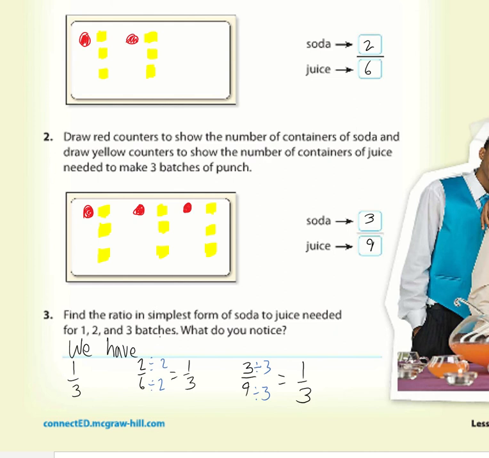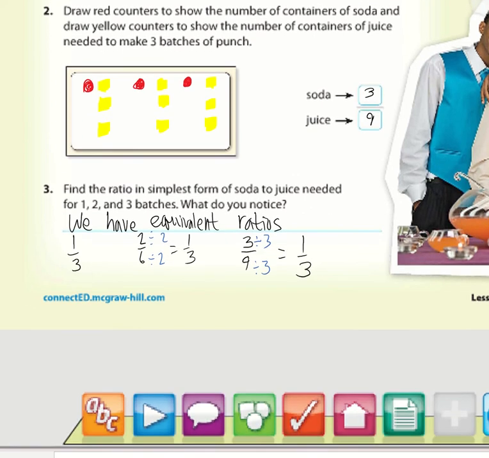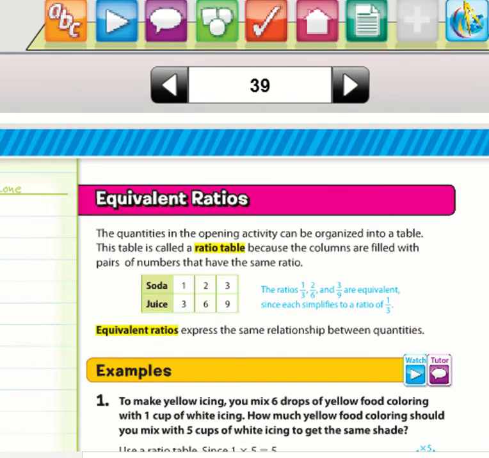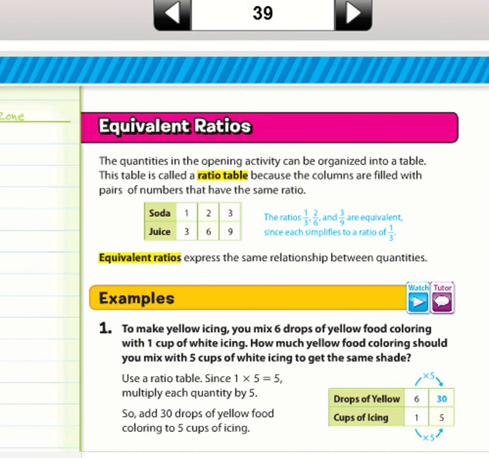And that's what it means to have equivalent ratios. We have different numbers, but they all equal the same amount. So 1-to-3, 2-to-6, 3-to-9, they all simplify to 1-to-3. So equivalent ratios. The quantities in the opening activity can be organized into a table. This table is called a ratio table, because the columns are filled with pairs of numbers that have the same ratio, 1-to-3, 2-to-6, 3-to-9.